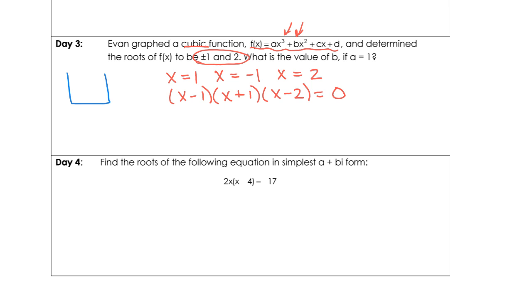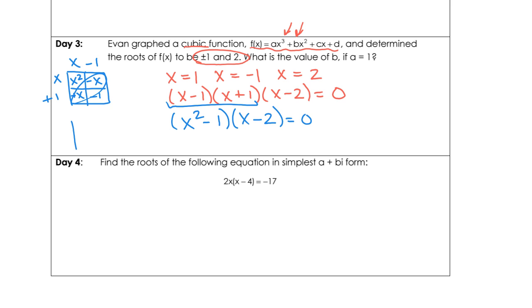Remember, 2 at a time. So x minus 1, x plus 1, fill it in. And so these two put together would give us x squared minus 1, because the two middle terms here cancel each other out. And now we have to multiply that by x minus 2.